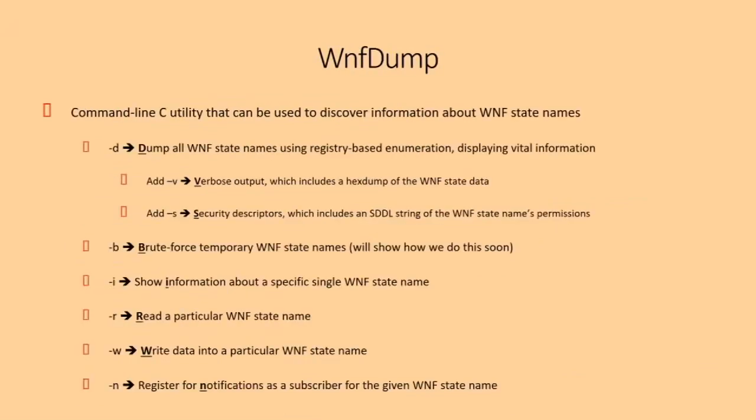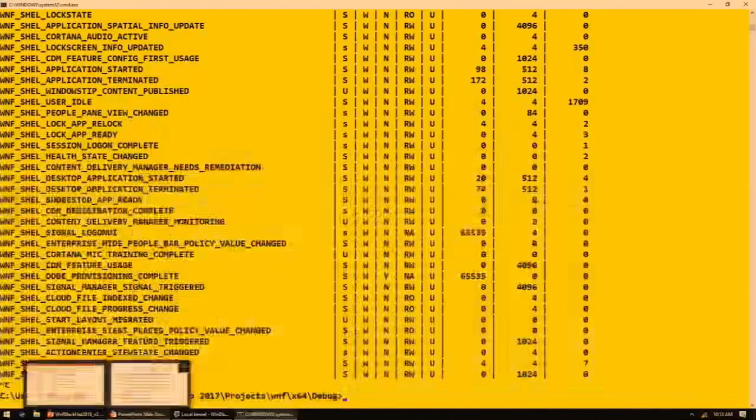I created something that's really not fancy, which is a little C tool. I don't do Python because I suck. So this C tool, WNF dump, basically lets you dump all the state names, and I'll do a little demo. It lets you brute force state names as well. I'll show you how you can brute force the names that are not well known. It lets you read a state name, write into a state name, or register for a notification on a state name. So a very, very simple tool.